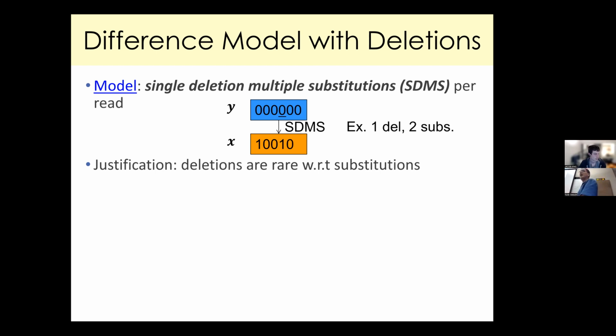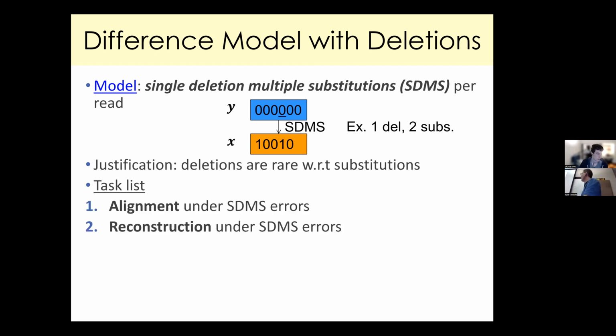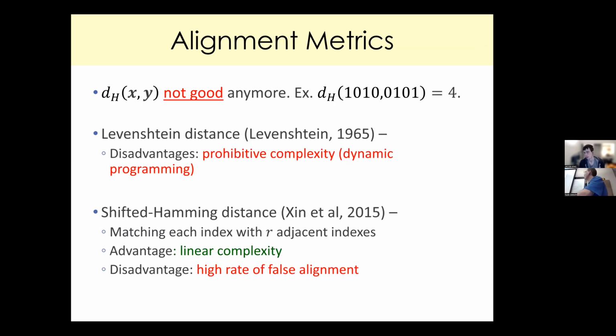The justification is deletions are much more rare than substitutions. And if we need more than one, it's not a problem. We can shrink the read size and get back to this model. And now what we have to do for that case is to extend alignment and extend the reconstruction to deal with those deletion errors, in addition to the substitution errors. We don't forget about those. So the first thing we need is an alignment.